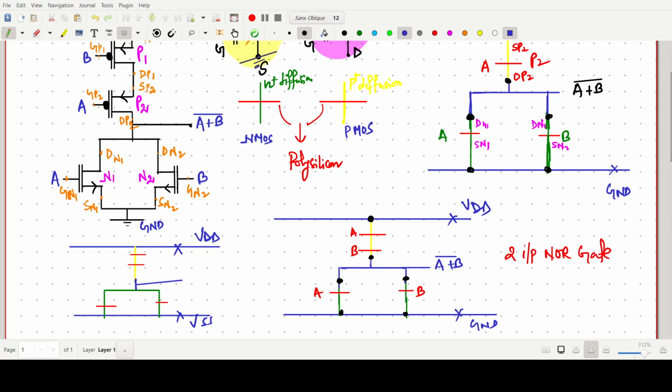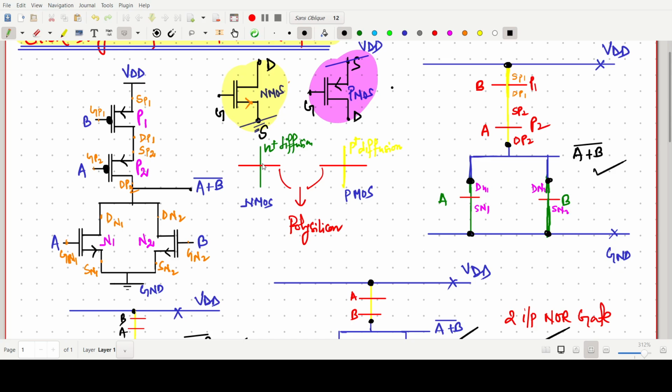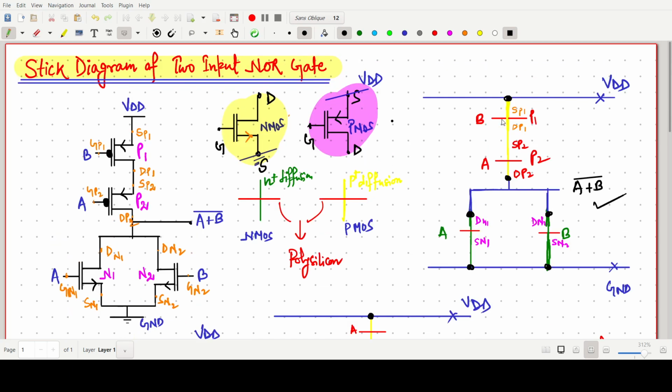If we have to make a contact like this, this one is our A, B, B, A or anything else, and this should be A plus B bar. So this is the two input NOR gate representation. Very simple, but you have to know this one. There is no contact here. Like that you can draw the stick diagram of two input NOR gate. So this is all about this video. Thank you for watching this video.